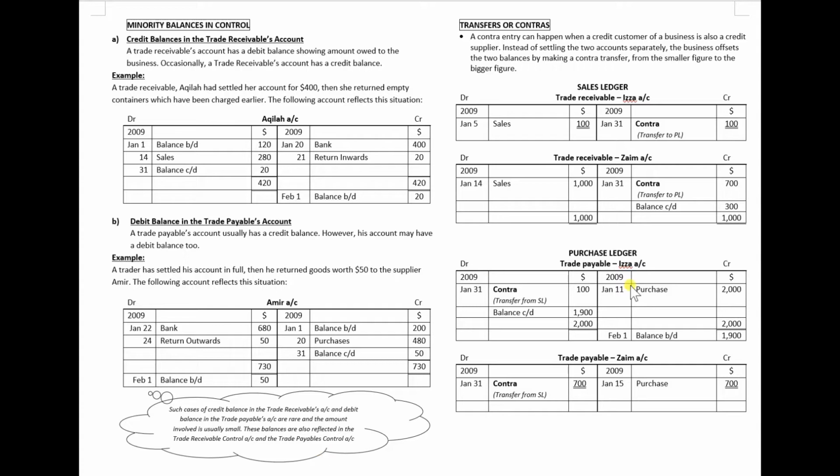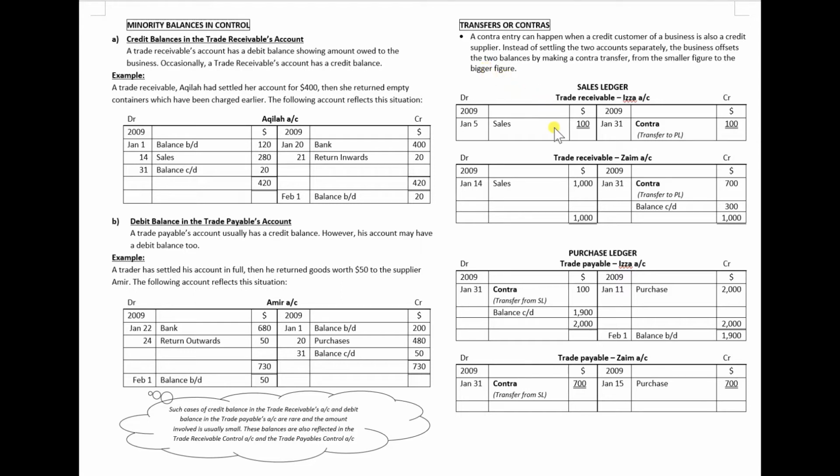Control account. Now, contra transfer, okay? A contra entry is when you transfer from the sales ledger to the purchase ledger. It can happen when a customer is also a supplier. Okay, so you can see here Iza and Zain. We sell to Iza, okay, but at the same time we purchase from them, okay, so that makes them a customer and also a supplier, okay. So instead of settling two accounts separately, the business offsets the two balances by making a contra transfer from the smaller figure to the bigger figure, okay?